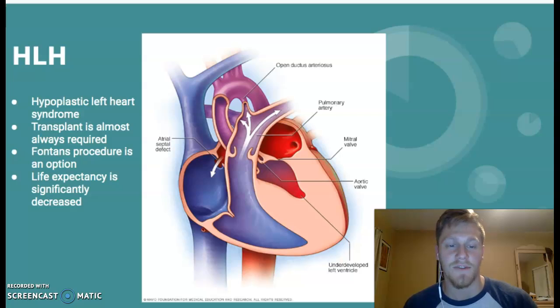Fontan's procedure is an option, which is a procedure in which the inferior vena cava is disconnected from the heart and basically routed directly to the pulmonary artery with a tube. The average age of these patients is only a few days without a transplant, with the oldest patients, even with the transplant or Fontan's procedure, only living till their 30s.